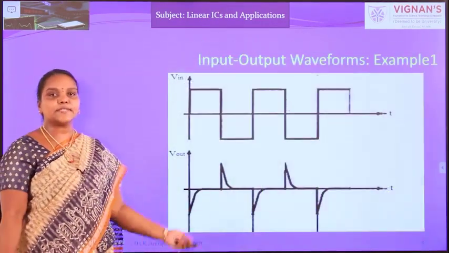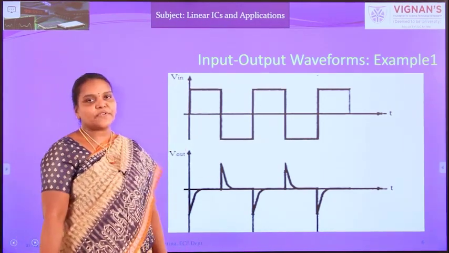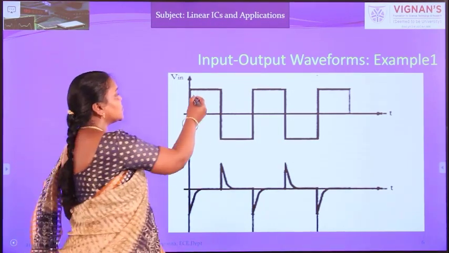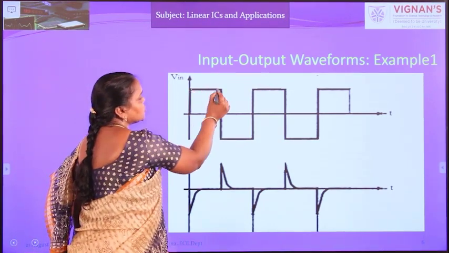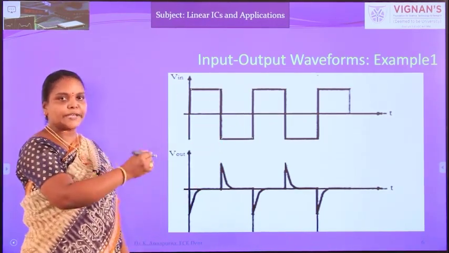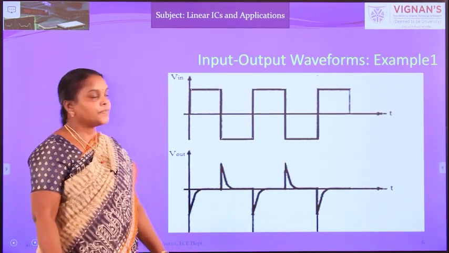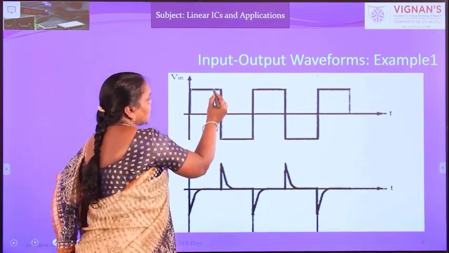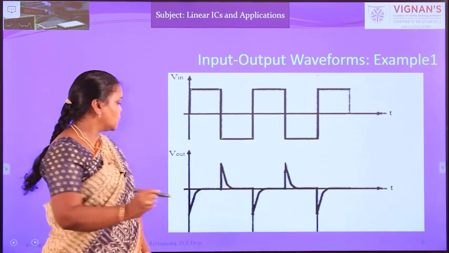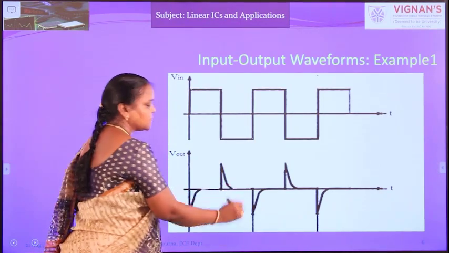Okay, here let us see some input-output waveforms. So if the input is a square wave, what is the differentiation of a constant? Here if you see the square wave, there is some positive constant, negative constant, and transition from positive to negative, negative to positive. 4 possible ways are there. When the input is at a positive constant or negative constant, the differentiation of a constant is 0. So at those places you are getting 0 output.